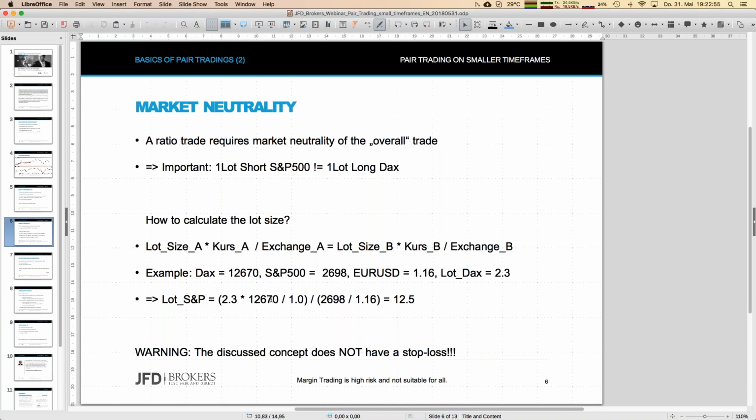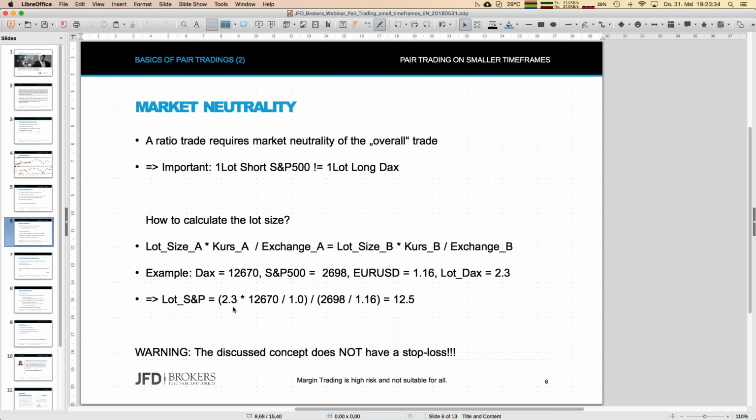Let's go through an example of how to calculate, really practically, the corresponding lot size for the S&P 500 trade if we want to open the DAX with a fictive 2.3 lots. Then we need the other numbers. We need the price of the DAX: 12,670. S&P 500: nearly 2,700. The numbers, by the way, have been from yesterday morning. And the exchange rate euro-US dollar has been at 1.16. And now we can do the math.